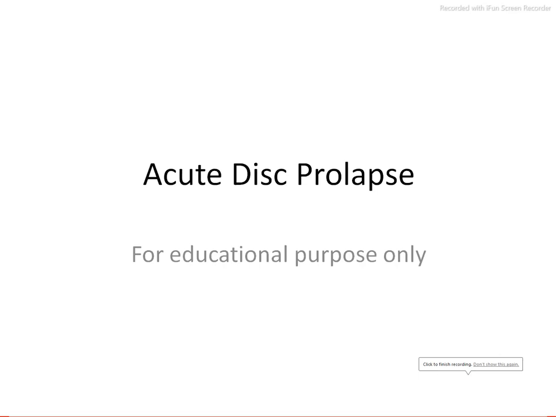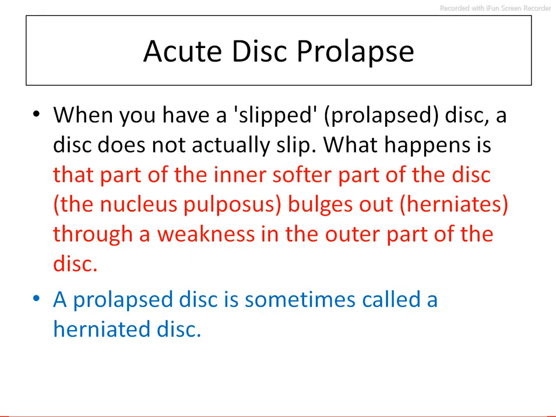Today we'll be discussing acute disc prolapse. When we talk about prolapsed discs or disc slip, it is not that the intervertebral disc has slipped from the vertebra itself. Actually, what happens is that part of the inner softer part of the disc, that is the nucleus pulposus, bulges out and herniates through a weakness in the outer part of the disc. That is, the nucleus pulposus bulges out through the annulus fibrosus. So a prolapsed disc is sometimes called a herniated disc.